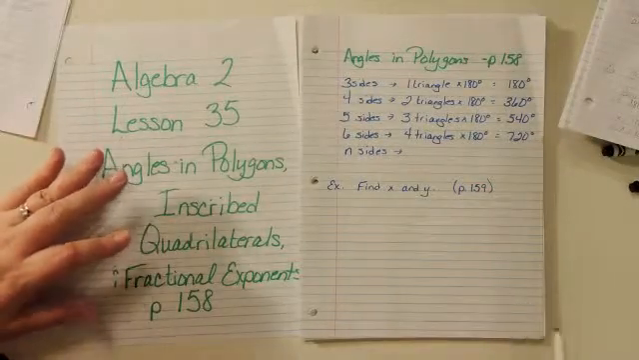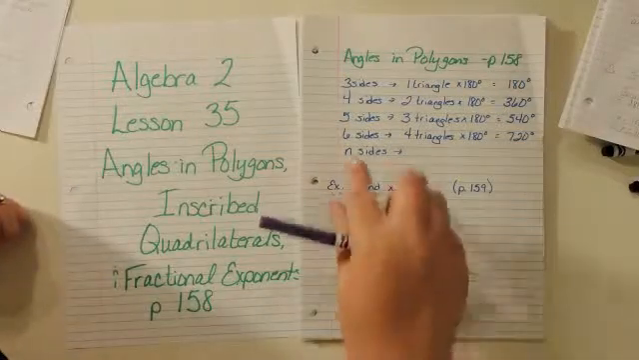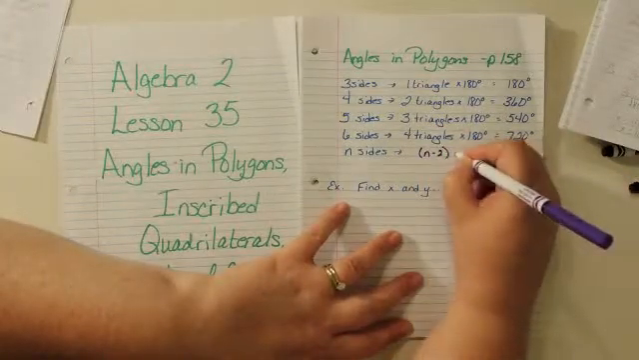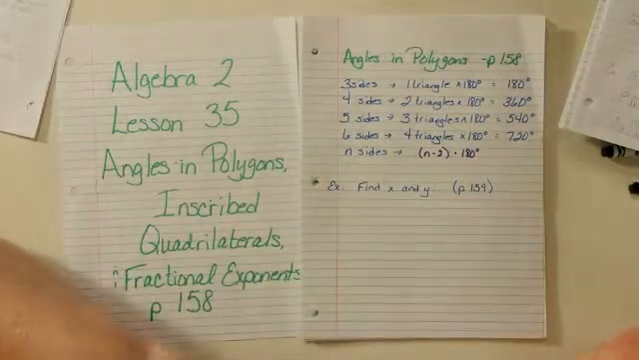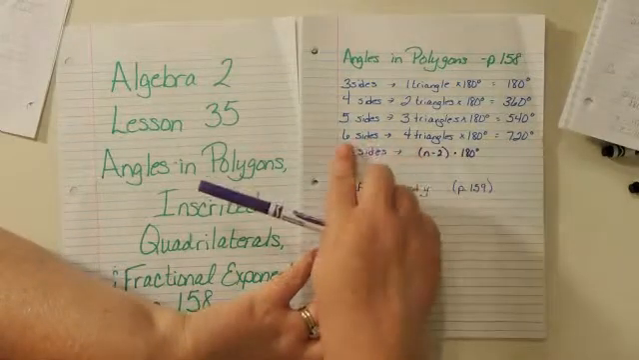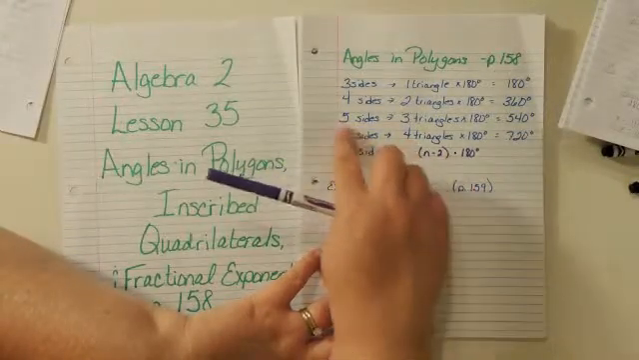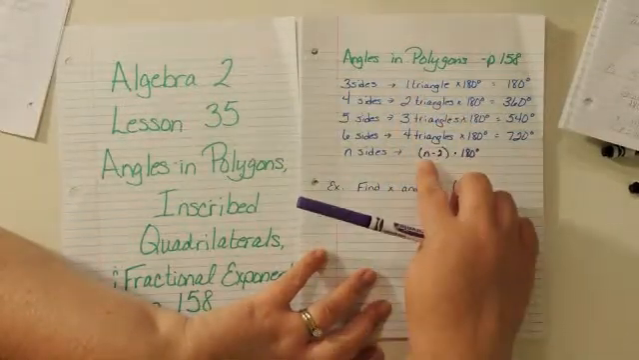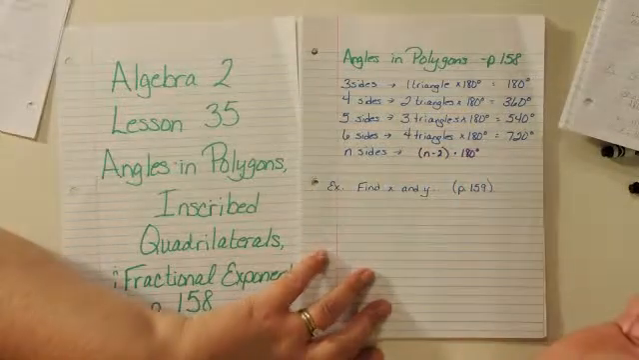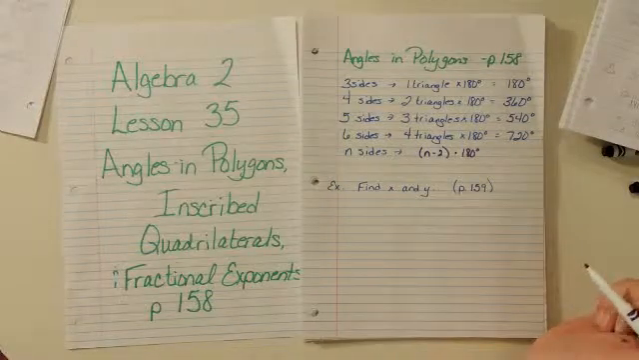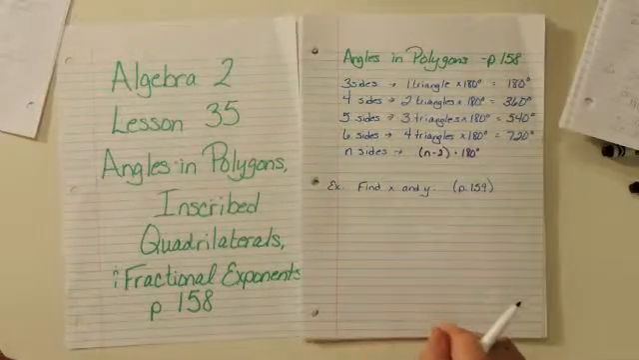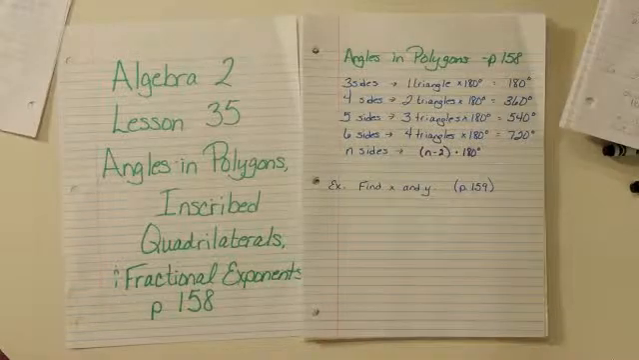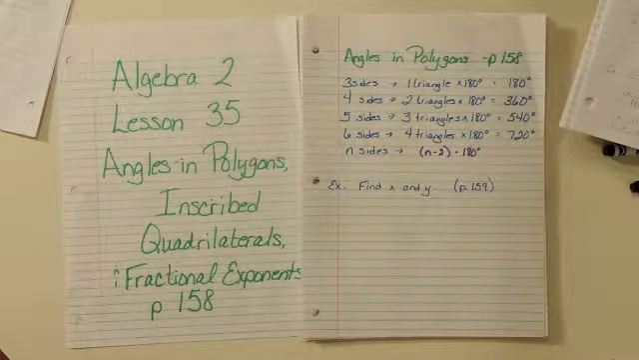So the sum of the measure of the interior angles of any polygon of n sides is n minus 2 times 180 degrees. So it's the number of sides minus 2. We have 6 sides, but only 4 triangles, or 5 sides and 3 triangles, 4 sides and 2 triangles, or 3 sides and 1 triangle. So the number of sides minus 2 times 180 degrees tells you how many degrees are on the interior angles of the polygon. The sum of the measure of the exterior angles of any polygon is 360 degrees, and it doesn't matter how many sides the polygon has.